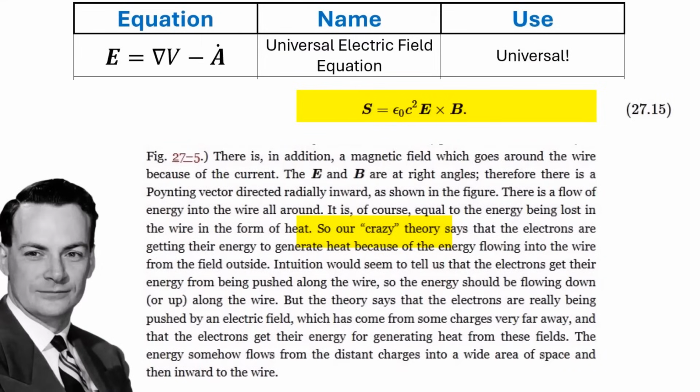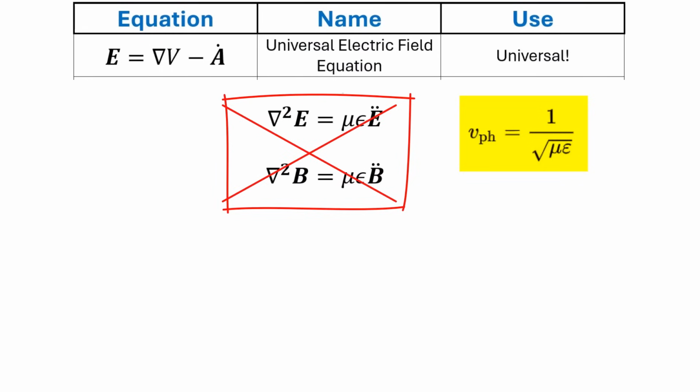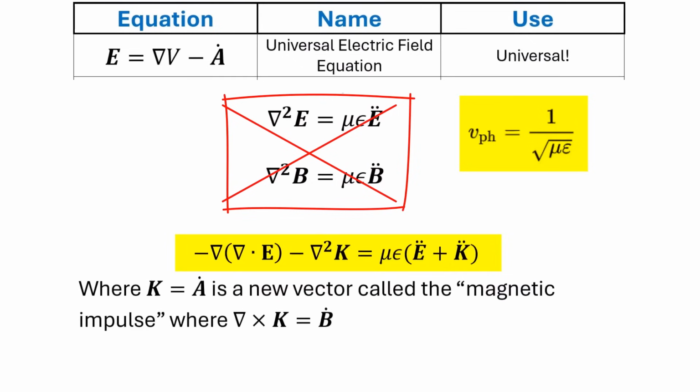For example, if you use the universal electric field equation, not only do you dispel the need for the crazy Poynting vector, but you also get a new equation for light. Rather than separate equations for the electric field, del squared E equals mu epsilon times the second time derivative of E, and a similar equation for the magnetic field, you get one intertwined electromagnetic equation: minus the gradient of the divergence of E, minus del squared K, equals mu epsilon times the second time derivative of E plus K, where K is just the time derivative of the magnetic momentum A, which is why I'm calling it the magnetic impulse.